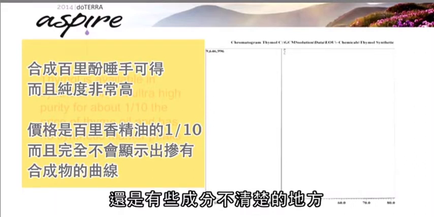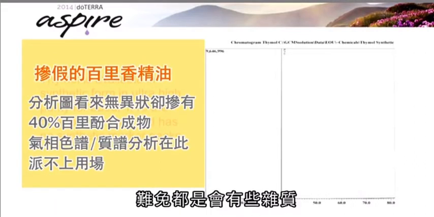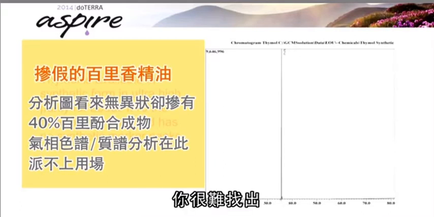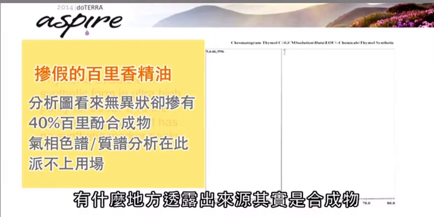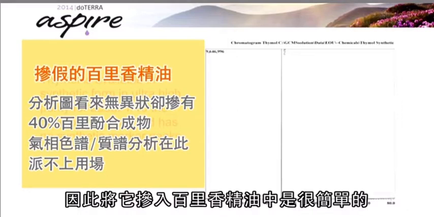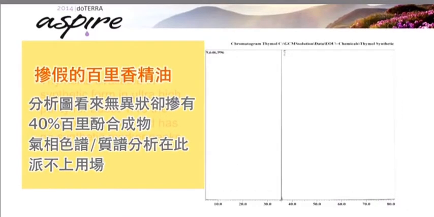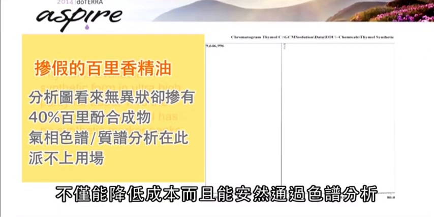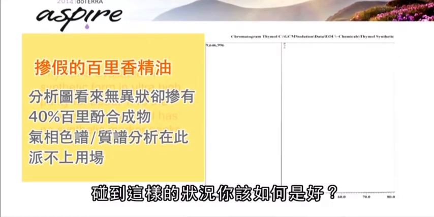There's other things in there that are unidentifiable. There's always some impurity in everything. But it's 99.99% pure, and you can't really tag anything else in there that's going to give it away as being from a synthetic source. So it's very easy to add this to a thyme oil, cut your cost, and have it look natural on the GC. So what do you do in this case?